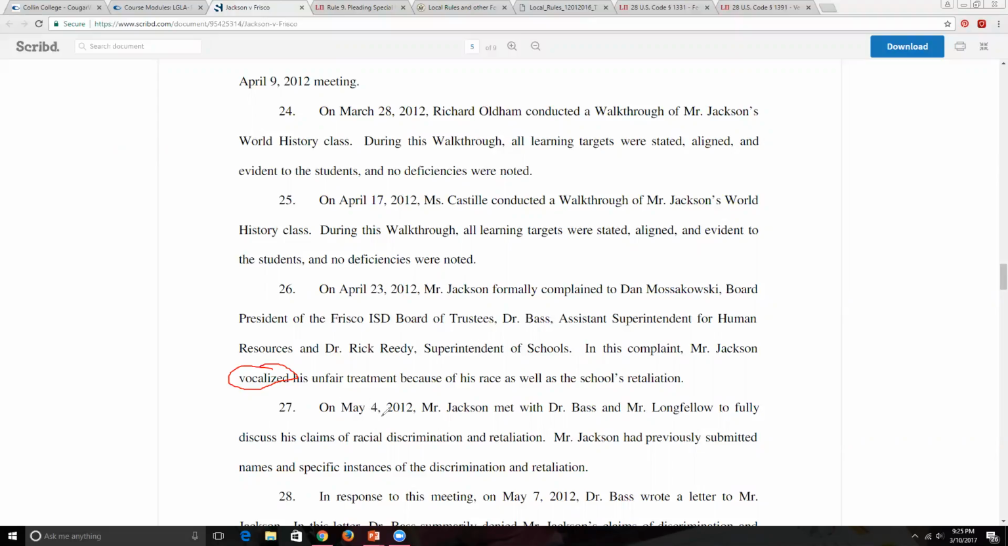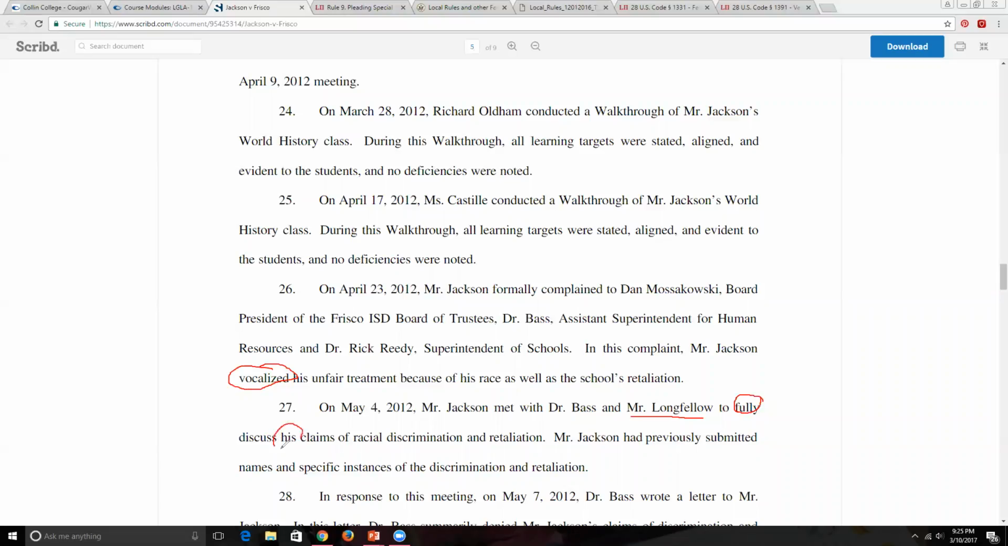On May 4, 2012, Mr. Jackson met with Dr. Bass and Mr. Longfellow. We don't know who Mr. Longfellow is. It would be nice to get an explanation. To fully discuss, we have a split infinitive here, his claims of racial discrimination retaliation.